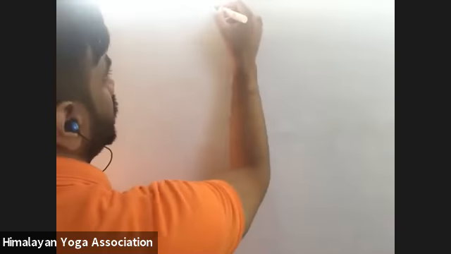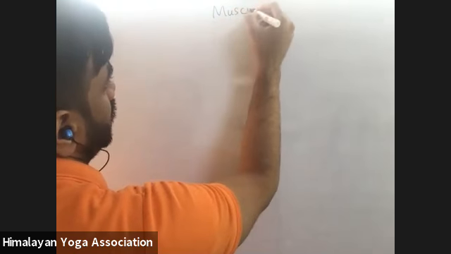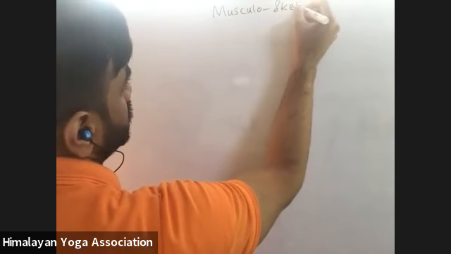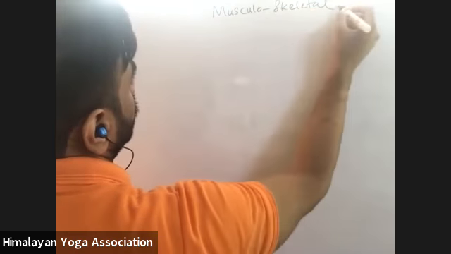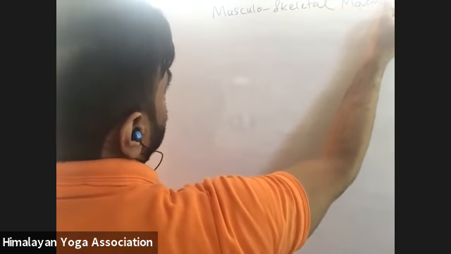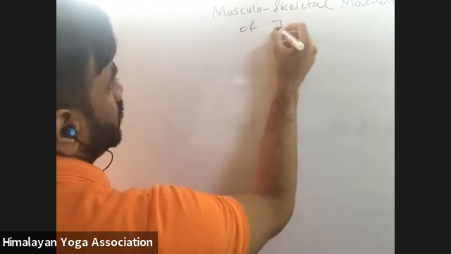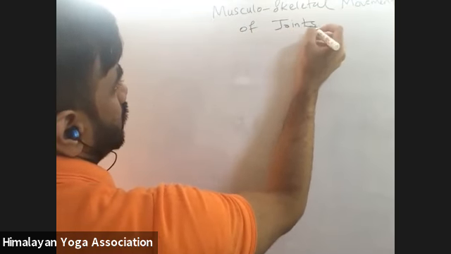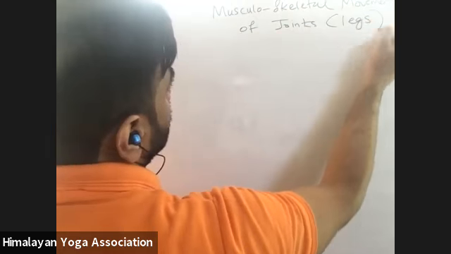What have we studied yesterday about the musculoskeletal movement of joints? Again, today we will continue with the musculoskeletal movement of joints. But today we will see the joints in our legs. Yesterday we have seen the joints in our arms, the shoulder joint, elbow joint, and the wrist joint.